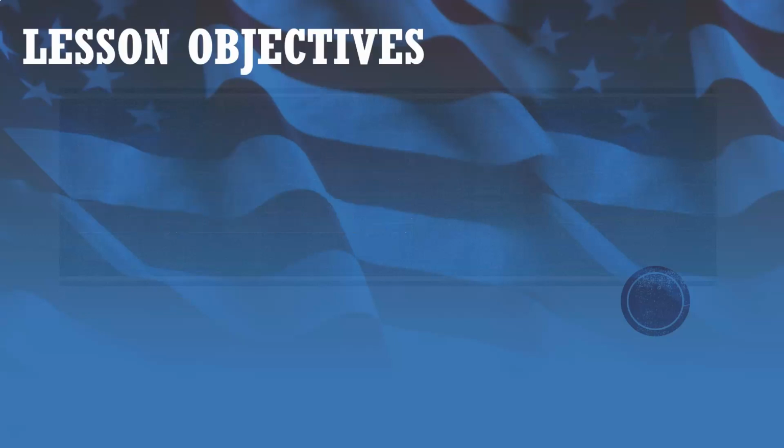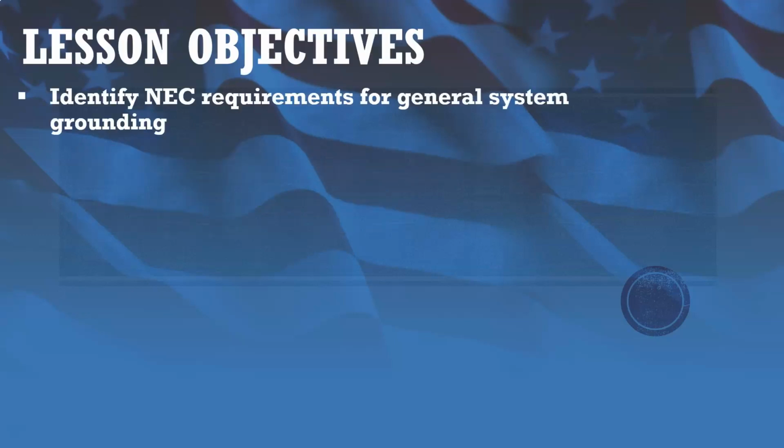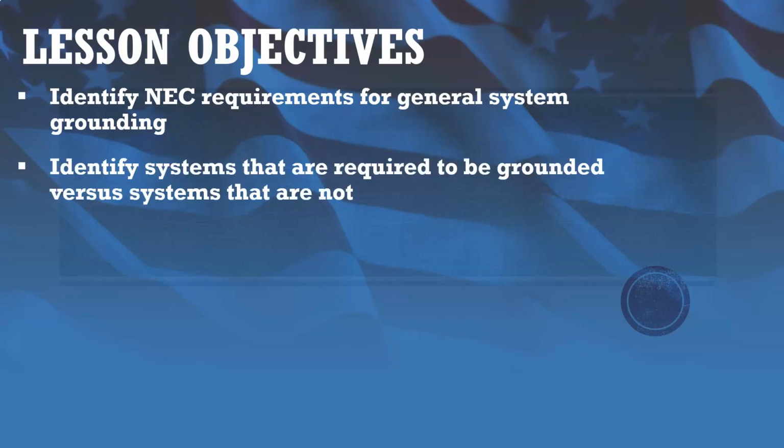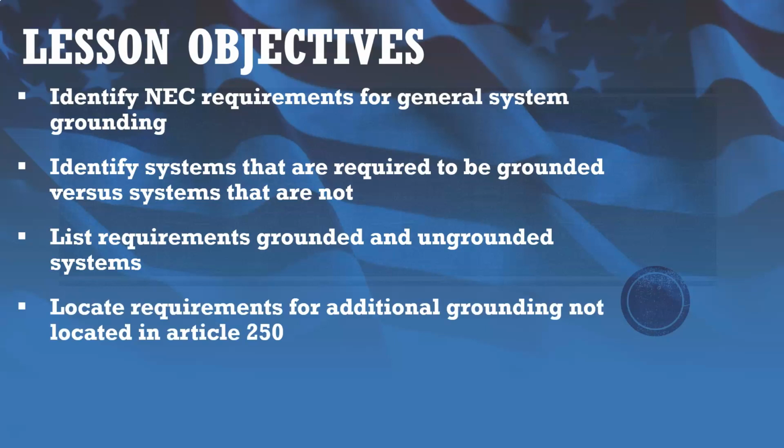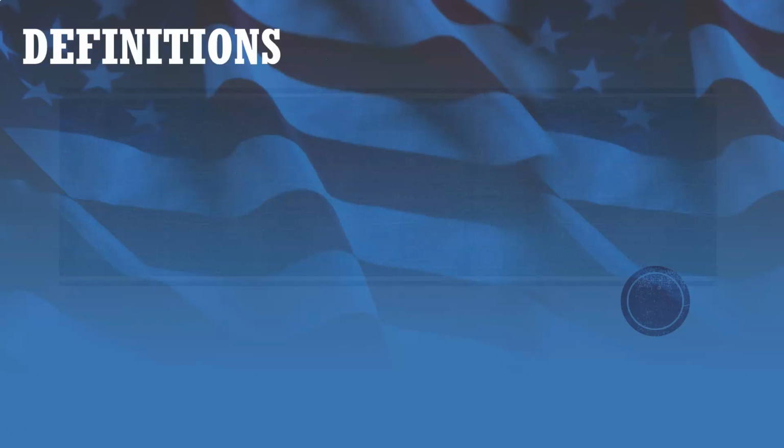Our objectives for this lecture: we're going to be identifying the NEC requirements for general system grounding, identify systems that are required to be grounded versus systems that are not, list requirements for grounded and ungrounded systems, locate requirements for additional grounding not located in Article 250, and our definitions.